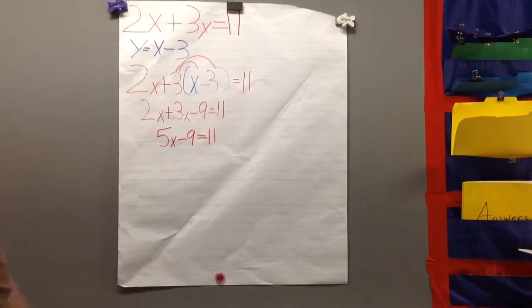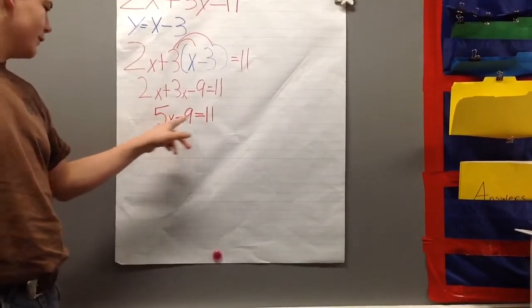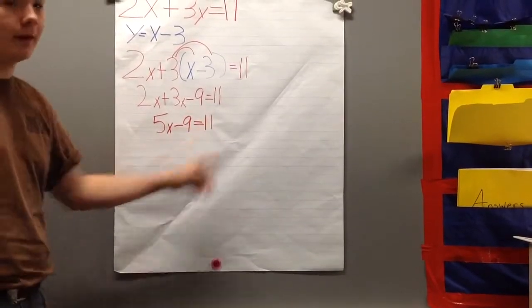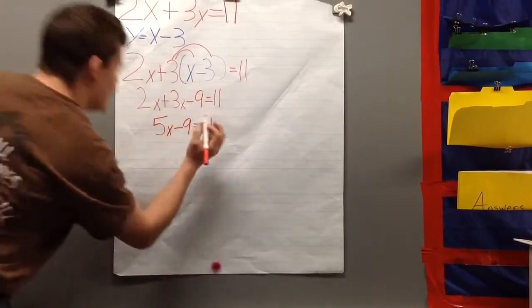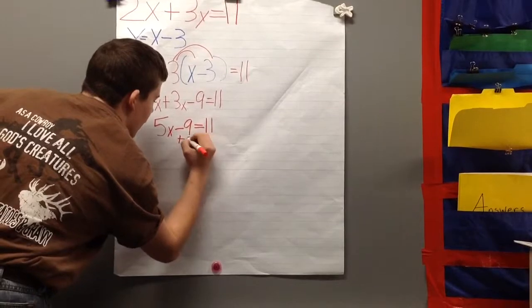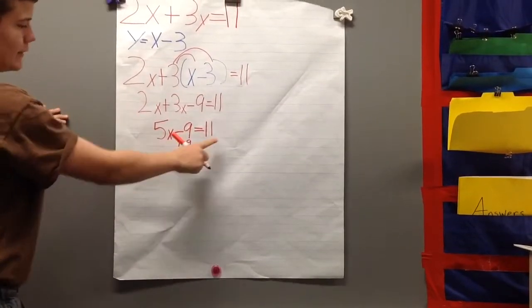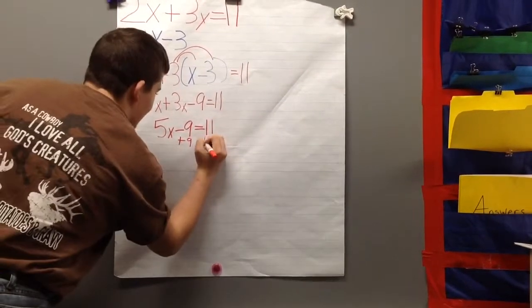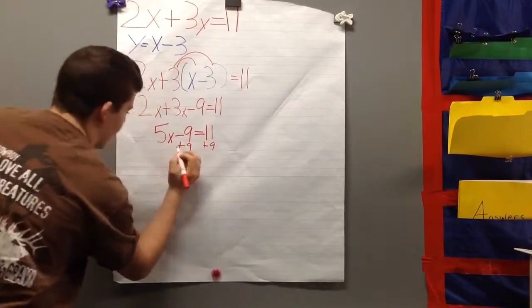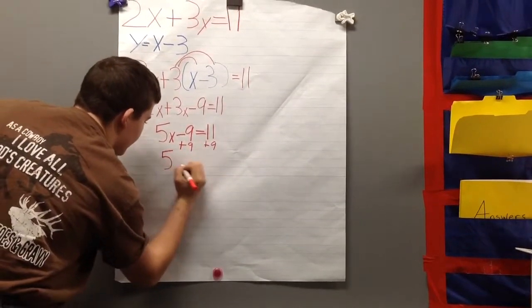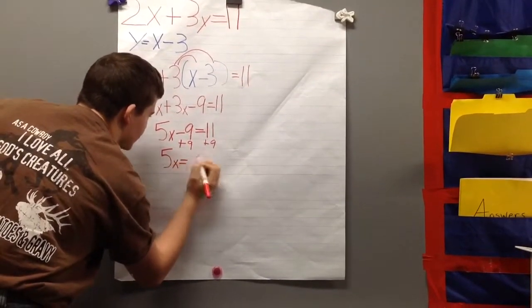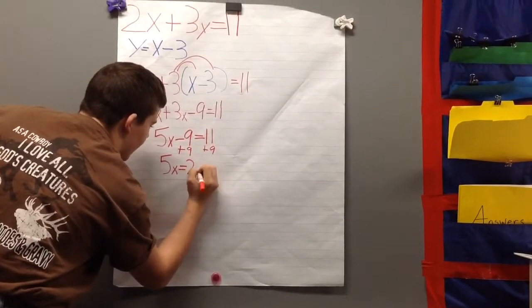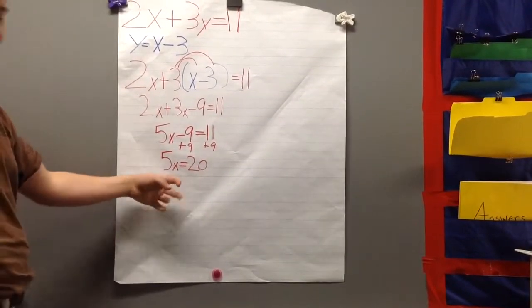So you're going to want to get rid of this 9, because you want your x by itself to equal something. So we're going to add 9 to this side, and once you do it to one side, you've got to do it to the other. So you add 9 to this side too. Now you have 5x = 20.